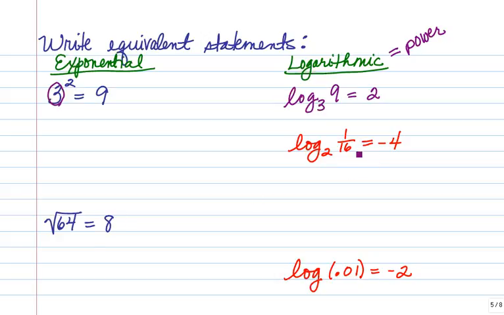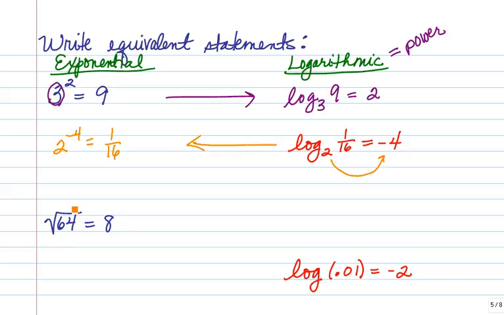Now let's go back the other direction. If we have log base 2 of 1/16 equals -4, well, to convert it from one form to the other, what we have to do is keep our base, right? So our base is 2. 2 to the -4 is equal to 1/16.